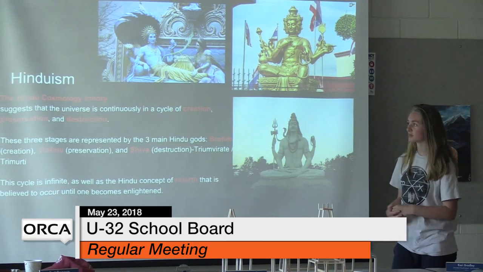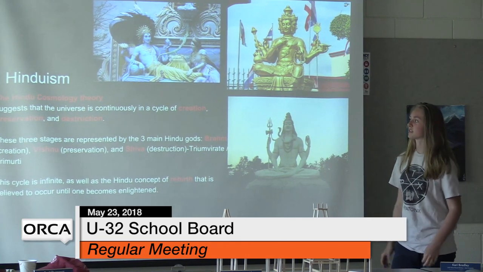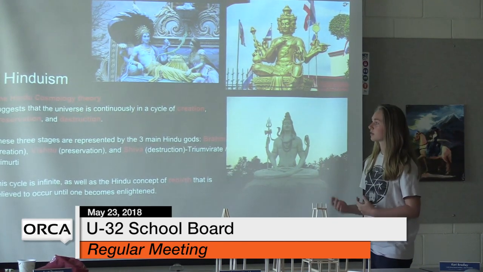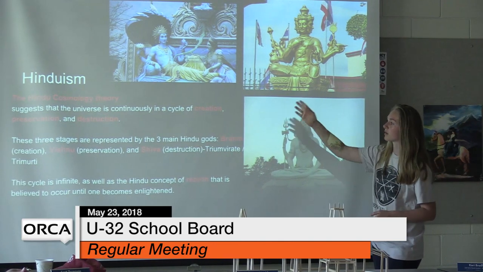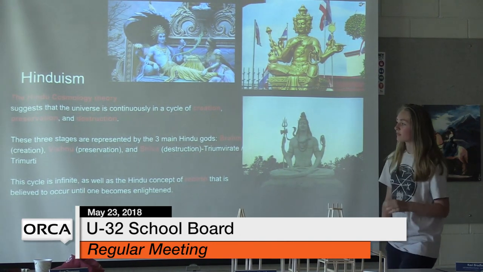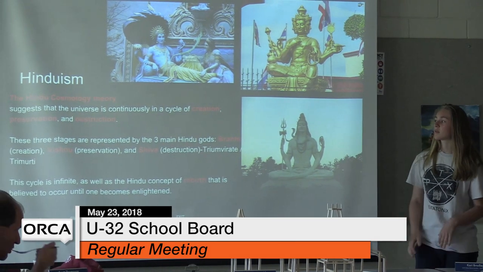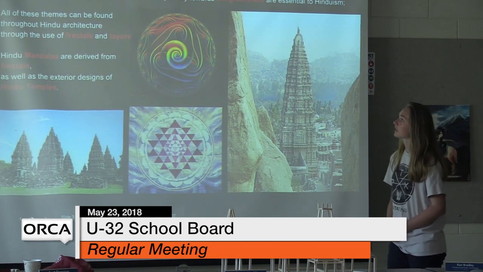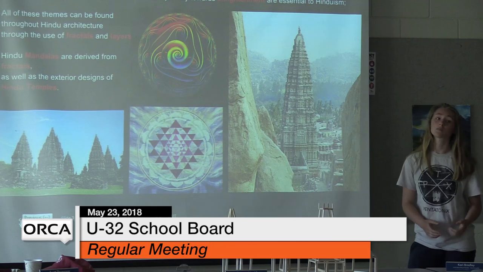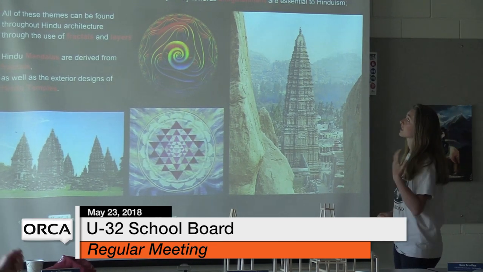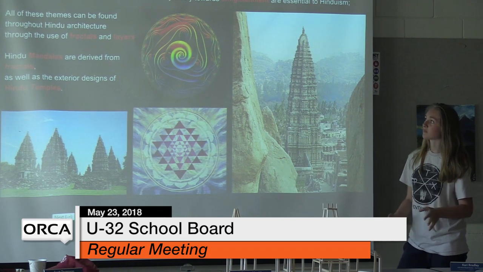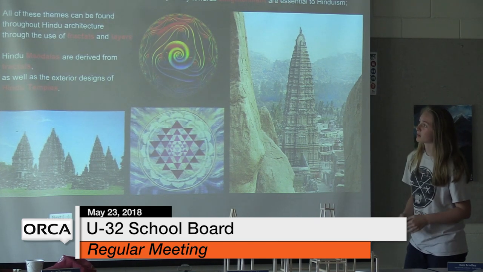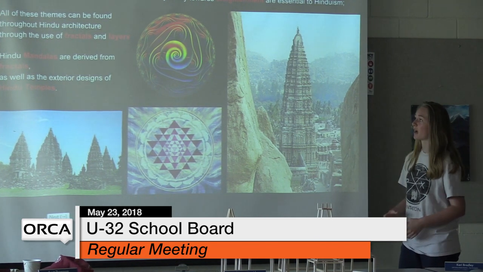In Hinduism's cosmology theory, the universe is continuously in a cycle of creation, preservation, and destruction. These stages are represented by the three main Hindu gods, Brahma, Vishnu, and Shiva. The cycle is infinite, as is the Hindu concept of rebirth, which is believed to occur until one becomes enlightened. Infinity and repetition are really big themes in Hinduism, and so is the journey towards enlightenment. All of these themes are found in Hindu architecture through the use of fractals and layers, and Hindu mandalas are derived and inspired by fractals.